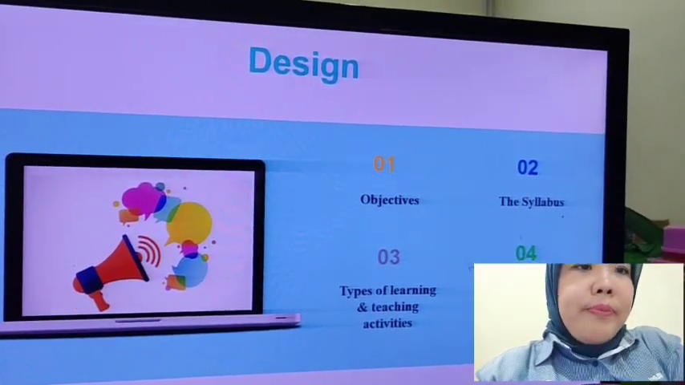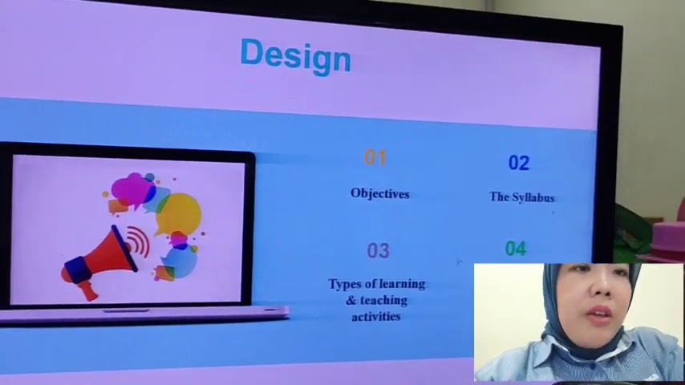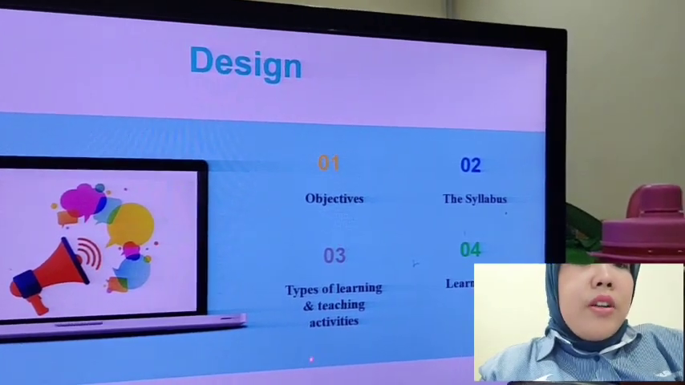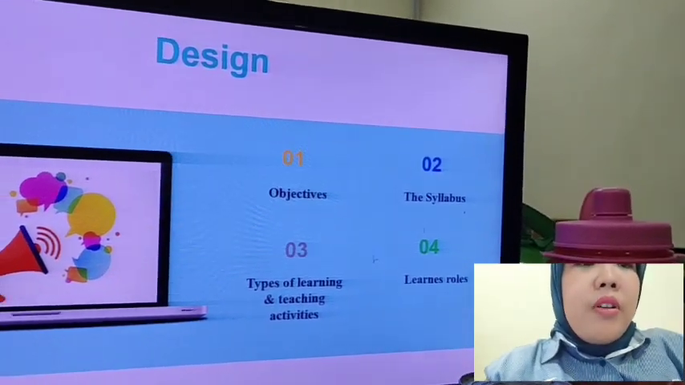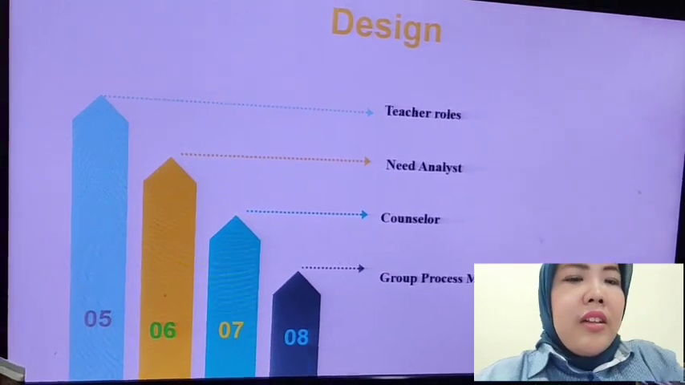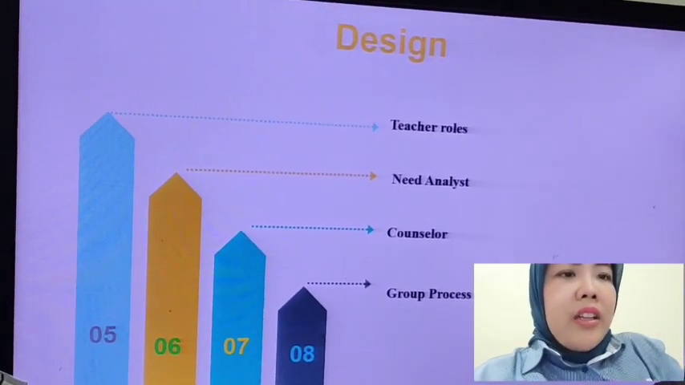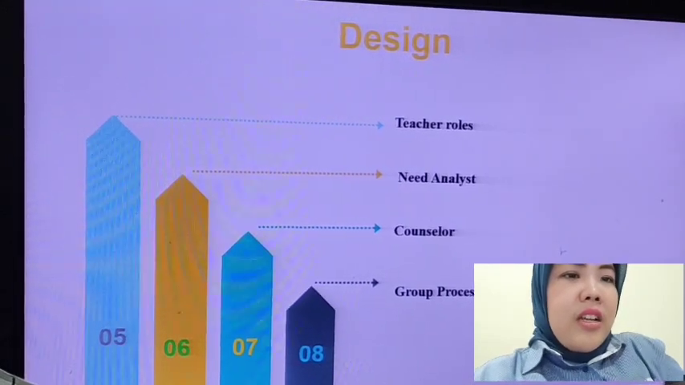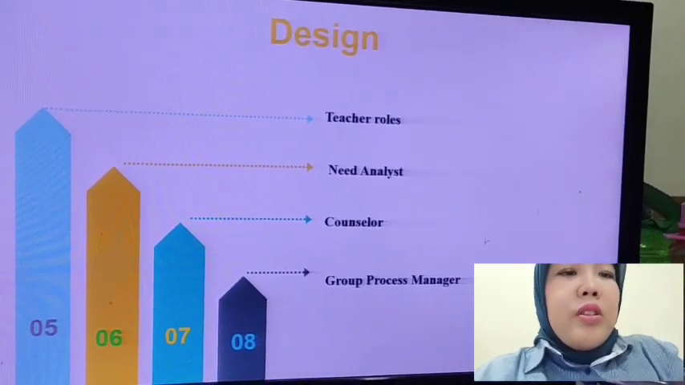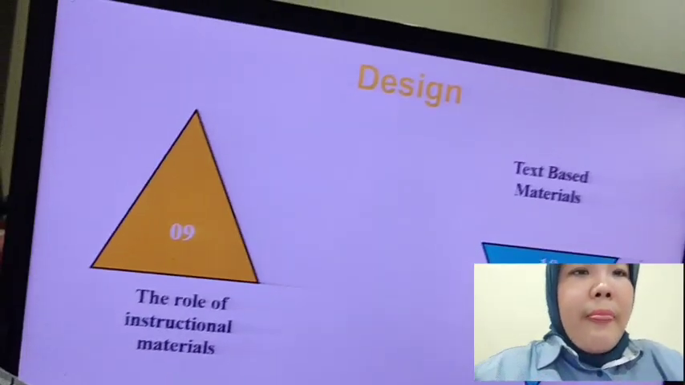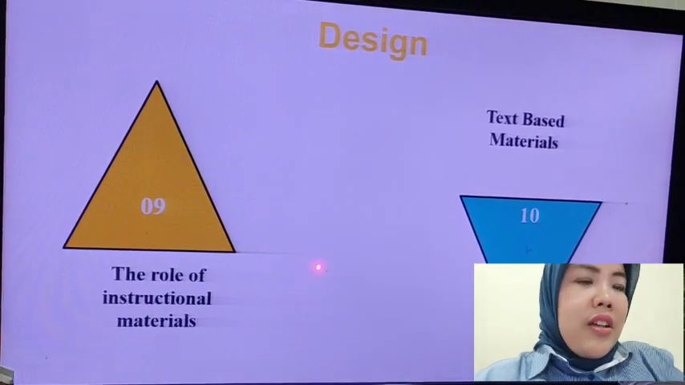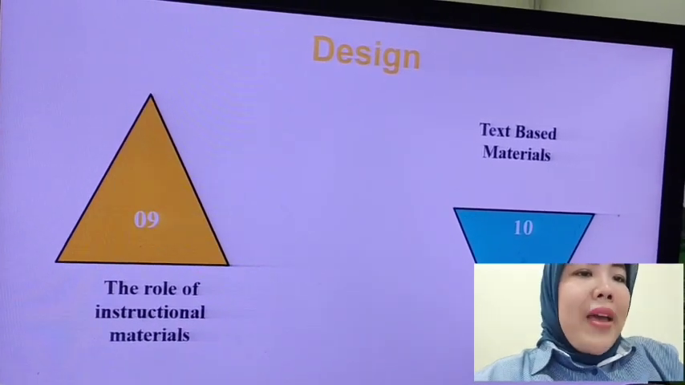Discuss about design. The parts of design are number 1, objective. Number 2, syllabus. Number 3, types of learning and teaching activities. Number 4, learners' roles. And about design, the next, number 5, teacher roles. Number 6, needs analysis. Number 7, counselor. And the last, group process manager. And the next, about design, the role of instructional materials. And the next, number 10, test-based materials.